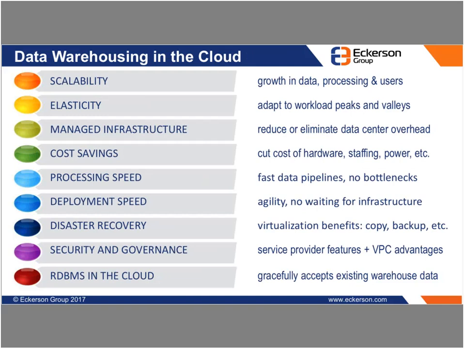Through the parallelism in the cloud, we can increase processing speed and get performance gains there. With instant infrastructure in the cloud, we get rapid deployment. Disaster recovery becomes easier when we're running a virtual, in-the-cloud data warehouse where we can save the state and physically save the whole thing as a file at any time. Security and governance we have to pay attention to.